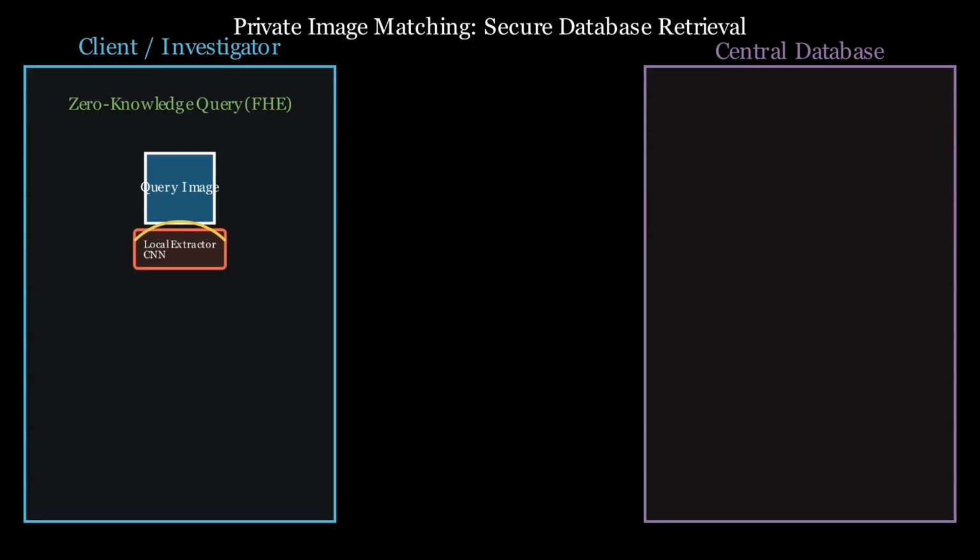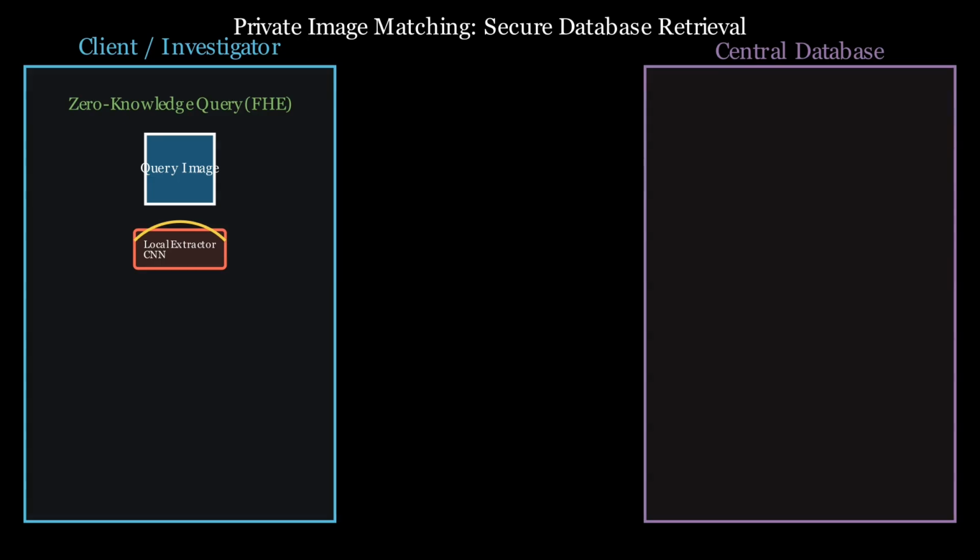To execute this zero-knowledge query efficiently, we must address a monumental computational bottleneck. A standard high-resolution image consists of millions of individual pixels. If we were to naively encrypt the raw image, applying the fully homomorphic encryption algorithm to every single pixel color channel, the resulting ciphertext would explode in size. It would generate gigabytes of encrypted data for just a single image. Transmitting this across a network, let alone computing deep learning convolutions on it at the server, is entirely impractical.